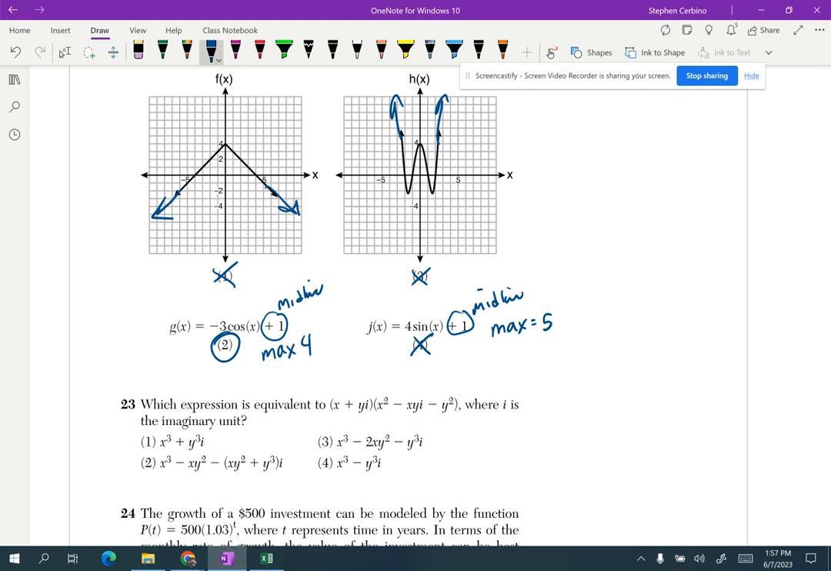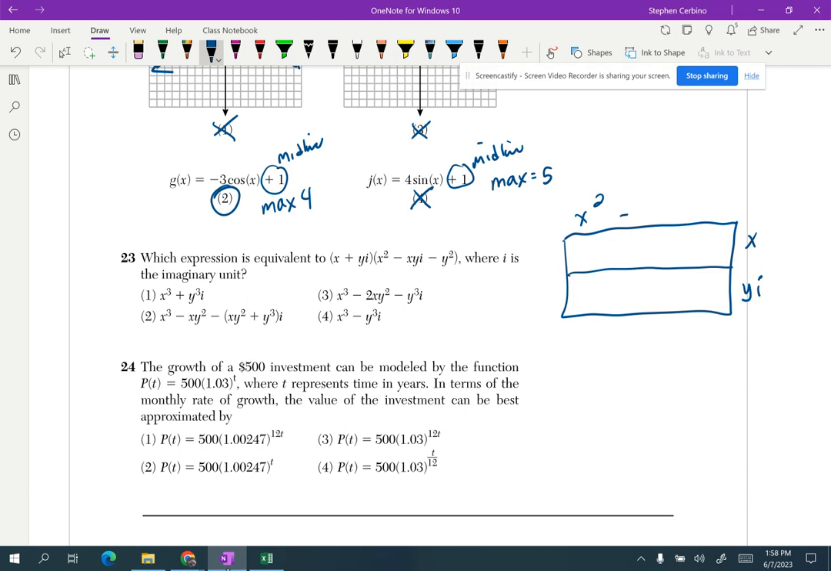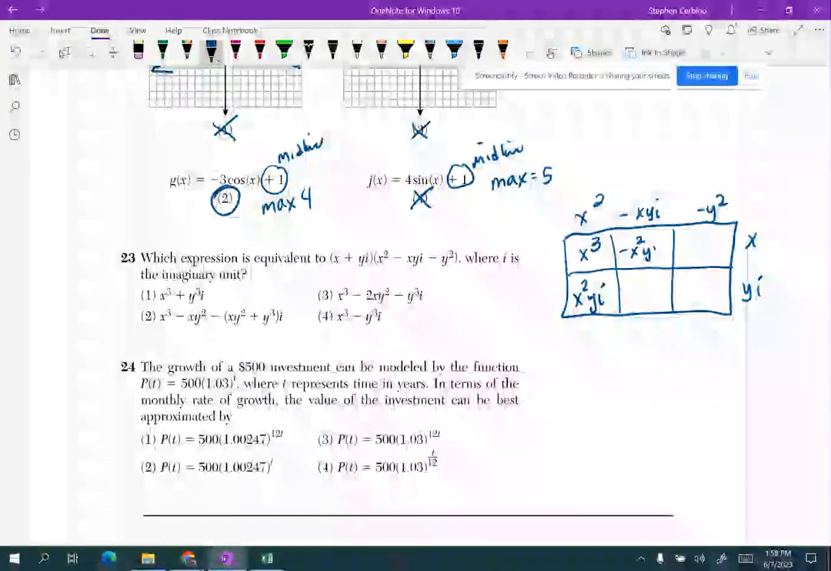Okay, the next one is just a multiplication problem with some i's in it. So you're going to make some boxes. On the side, we'll put x and yi. On the top, we'll put x squared, negative xyi, and negative y squared. Got to be careful here of our signs. So x squared times x is x cubed. X squared times yi is x squared yi. That's a y. Negative xyi times positive x is negative x squared yi.